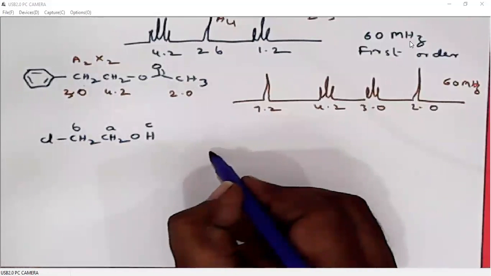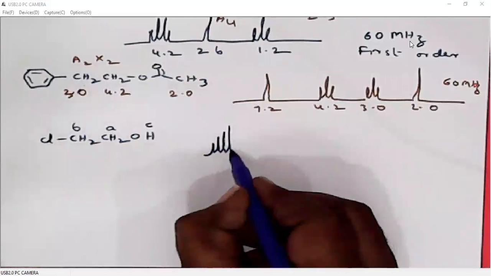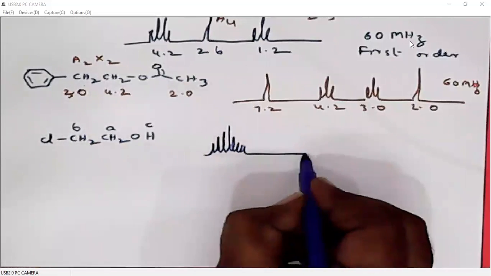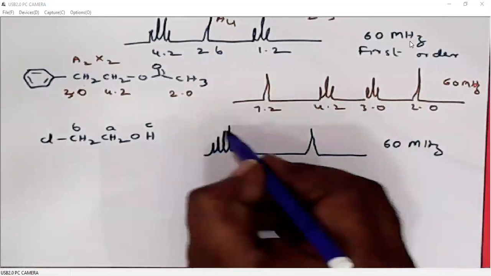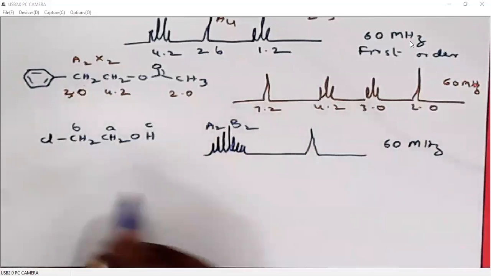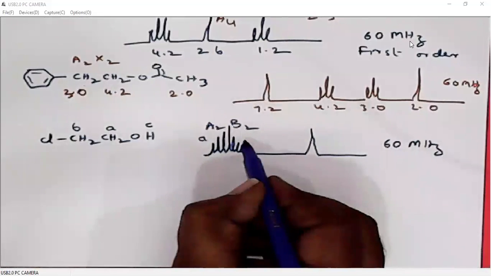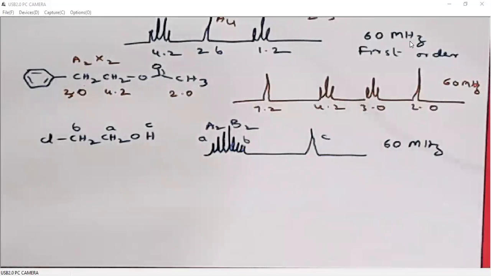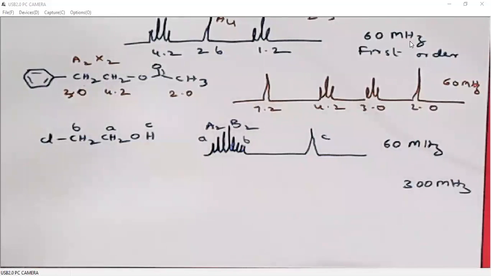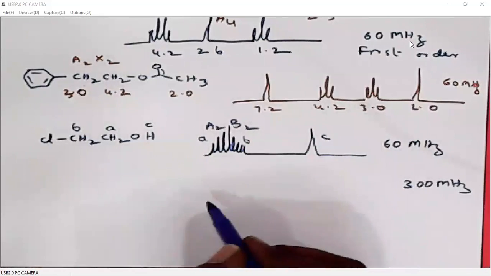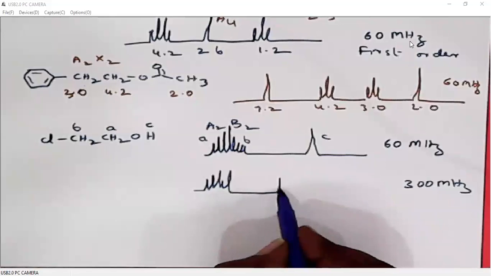When we take the spectrum at 60 megahertz, it is giving a complex spectrum. So it is second order. It is A2B2 type, 2 protons and 2 protons. So this is for A type, this is for B type, this is for alcohol. But when we take it at a 300 megahertz instrument, then these two multiplets are separated, but still they are complex.